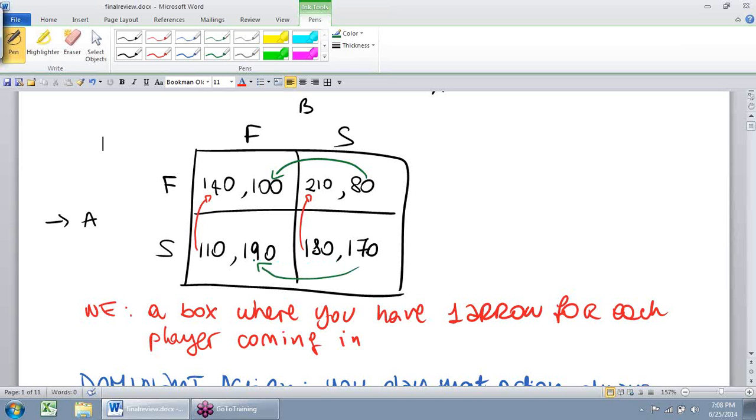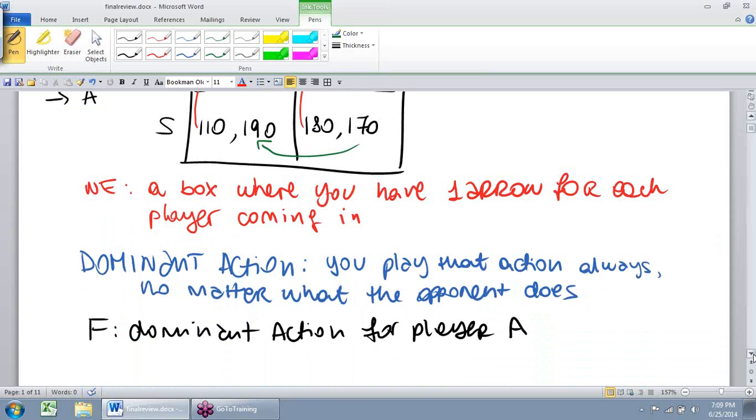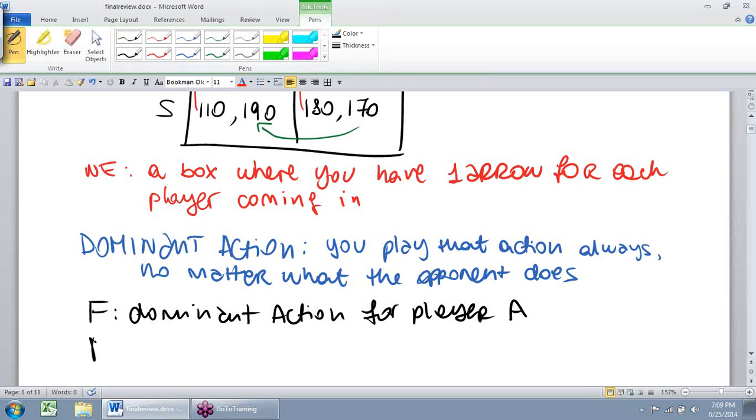So again, now I have a question for you. Do you see a dominant action for player B? Exactly, Lille. Also for player B, it's better to fight no matter what player A does. He will get more if he plays fight instead of sharing. So here we have that F is also a dominant action for B.